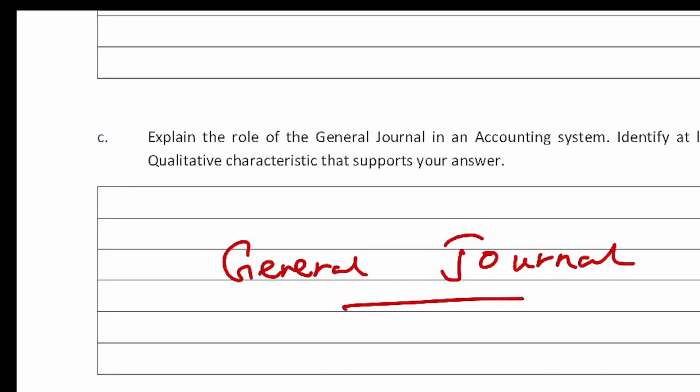Next time, if the question is silent about narration, you must record the narration, which is a part of the general journal entry.